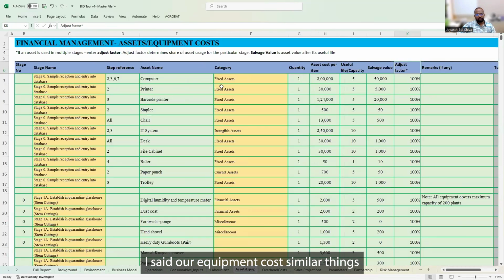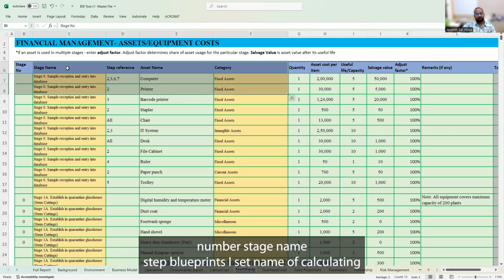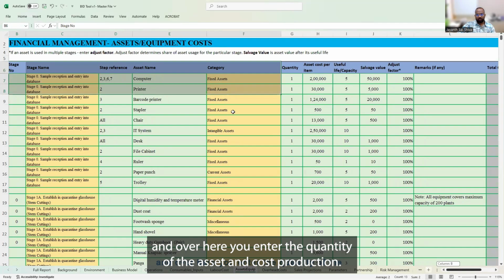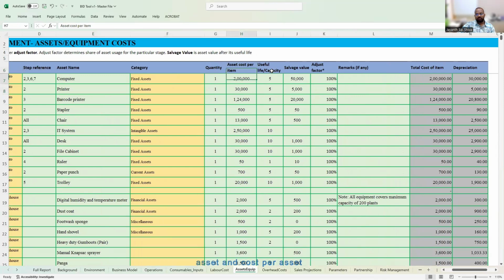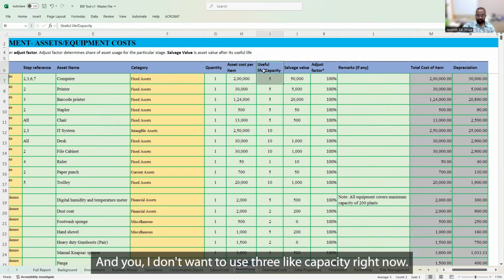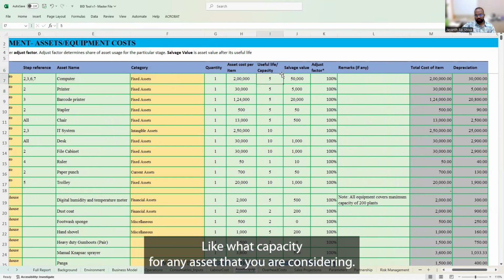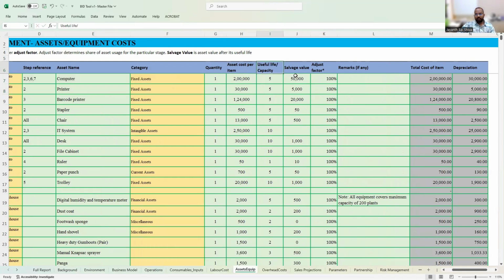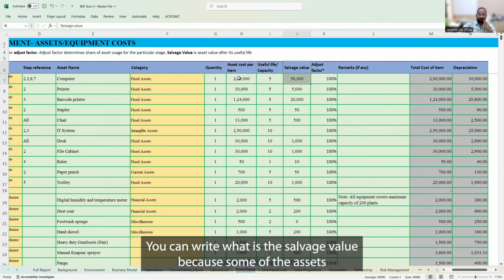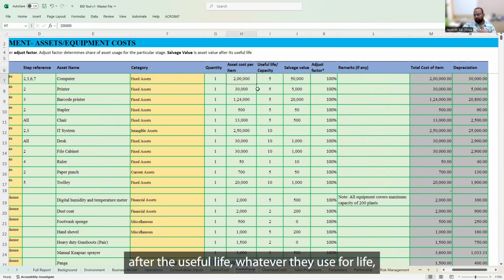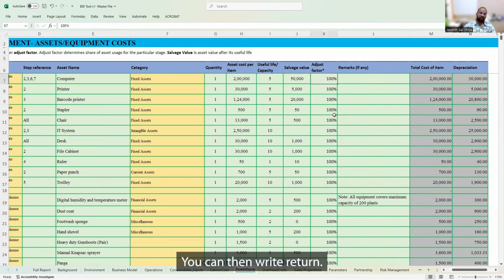Similar things you need to enter in the beginning: stage number, stage name, step reference, asset name, category. Then over here, you enter the quantity of the asset and cost per asset, and you write down what's the useful life or the capacity. If you talk to your accountant, you'll understand what is the useful life or capacity for any asset that you are considering. You can write what is the salvage value, because some of the assets, after the useful life, can be sold for junk or scrapped, and that value should also be recognized. You can then write down adjust factor.